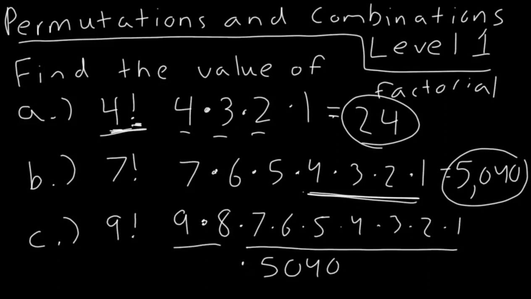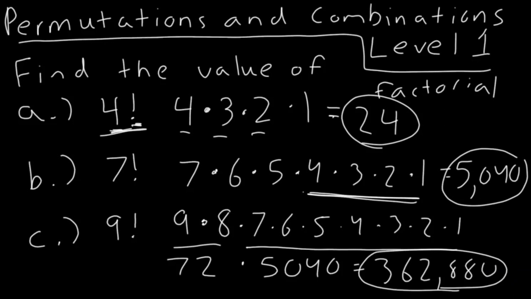Now question, do you know what 9 times 8 is? Well, 9 times 8 can be a little bit trickier. Most students tend to know that 9 times 8 is 72. So if you want to make things easier for yourself in the calculator, let's just do 72 times 5,040. And I went ahead and got 362,880. And as you can see, factorials grow incredibly quickly.